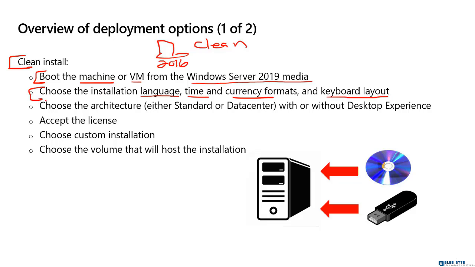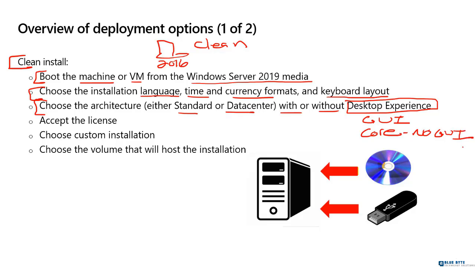Once you choose those, it's going to give you 4 choices for operating systems. It's going to ask you if you want Standard or Datacenter, with or without the desktop experience. The desktop experience is the server with a graphical user interface. If you install without the desktop experience, you have what we call a Server Core operating system that has no graphical user interface. Just a command prompt is all you would actually get.